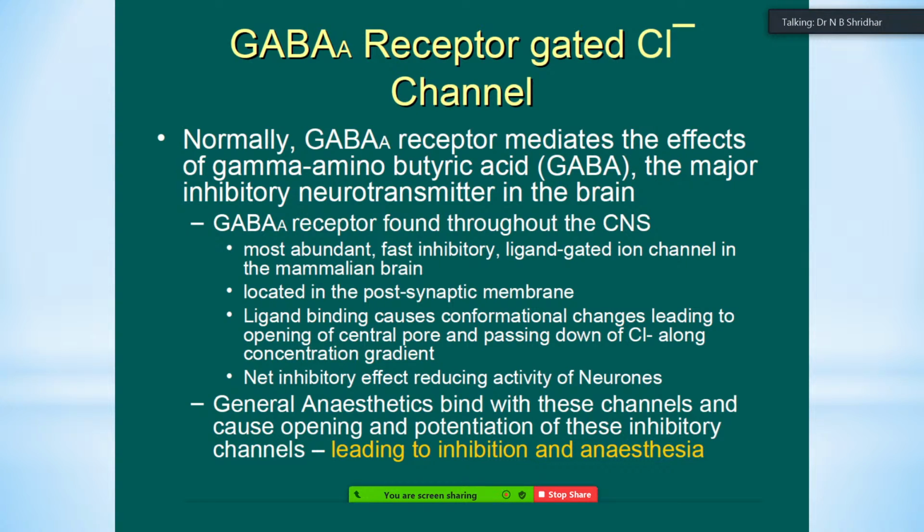So we know that if the chloride ion channel is activated, there is hyperpolarization in the normal cell. Here also the same thing happens: the more chloride comes inside the neuron, the more unconsciousness there will be. General anesthetics bind with these channels and cause opening and potentiation of these inhibitory channels, leading to inhibition and anesthesia.